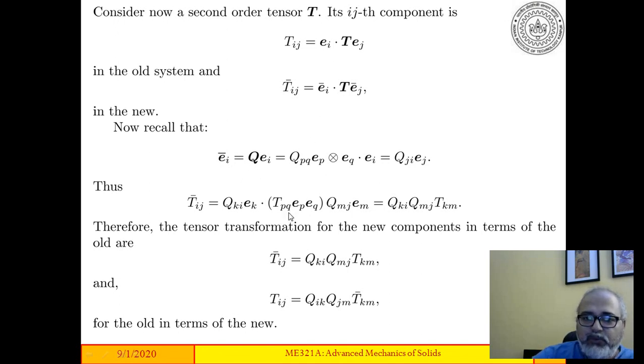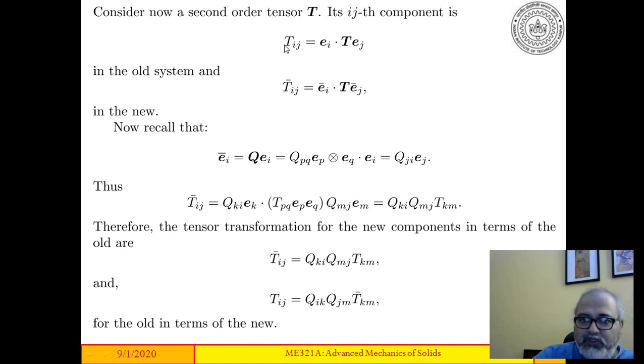I use that fact. Tij bar contains this T, which is Tpq Ep Eq, and then I replace Ej bar from this equation here, I replace Ei bar from this equation here, and I get everything in terms of e's, not e bars. So I replace Ei bar here, I replace Ej bar here, I replace T here, everything in terms of the e's. Finally, I do the dot products. I'm not doing it, I'm just leaving it for you, and then this is what I get. These are the old components, and the transformation tensor gives you the new components.